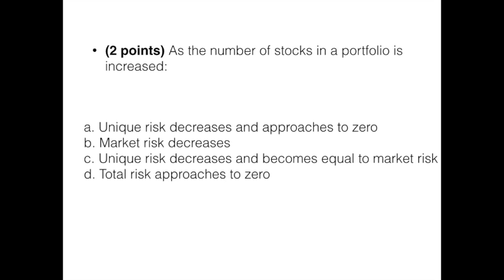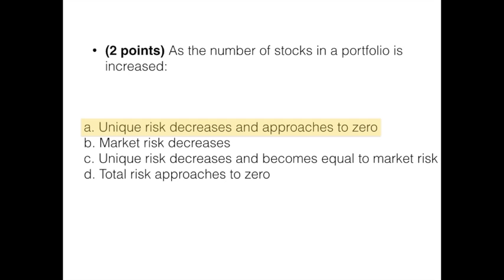As the number of stocks in portfolio is increased, what is correct? A: Unique risk decreases and approaches zero. B: Market risk decreases. C: Unique risk decreases and becomes equal to market risk. D: Total risk approaches zero. The correct answer is A.